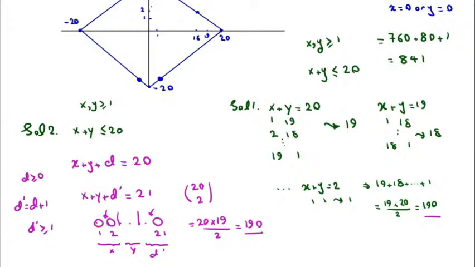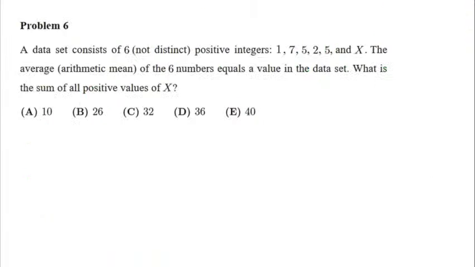Okay, let's go to the next problem. Problem number 6. A dataset consists of 6 not necessarily distinct positive integers: 1, 7, 5, 2, 5, and x. So they are not distinct, we have two 5s. The arithmetic mean of the 6 numbers equals a value in the dataset. What is the sum of all positive values of x?